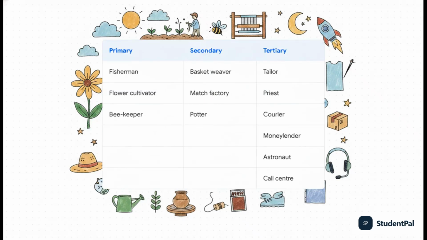Let's actually map this out right now on our whiteboard using the Let's Work These Out exercise from your book. If we look at a flower cultivator or a beekeeper, well, they're working directly with nature, so they easily sit in the primary column. A basket weaver or a worker in a match factory, they're actively manufacturing a physical item, so they go straight to secondary. But look at the tertiary column. This is wild. Notice how incredibly diverse the service sector is. You've got a tailor providing a stitching service, a courier delivering packages, a call center employee, and yes, even an astronaut. They are all providing services, so they fall perfectly into the tertiary sector.